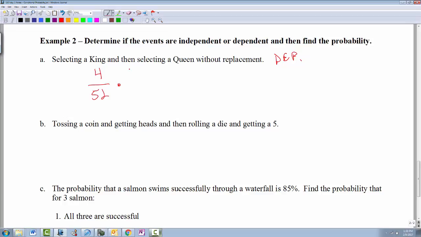But how many queens are there? 4. Is that affected by a king getting picked? No, just make sure we understand that. Divided by how many? 51. You got it. It's easy. Go ahead and multiply across. And this is 1 over 13 if you want to be a fraction person. And then this is 4 out of 663. I just remember that. I didn't just calculate that. Is that right anyway? I don't know. I may have forgotten. The brain ain't what it used to be.